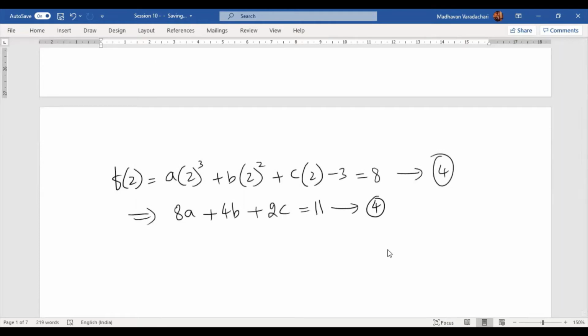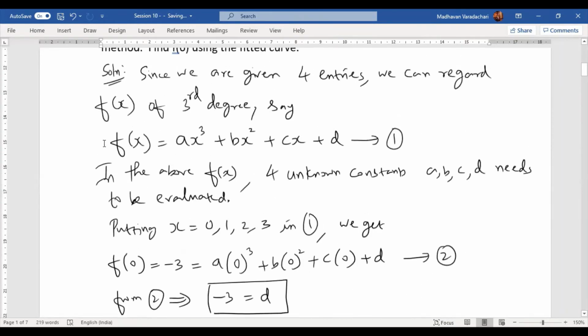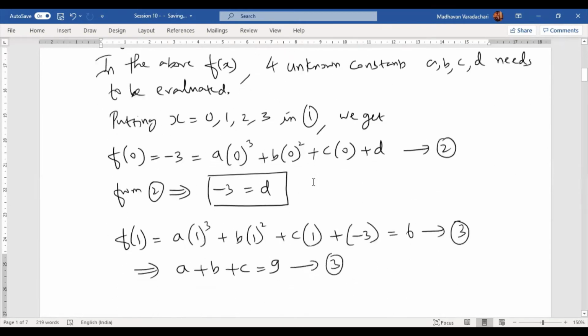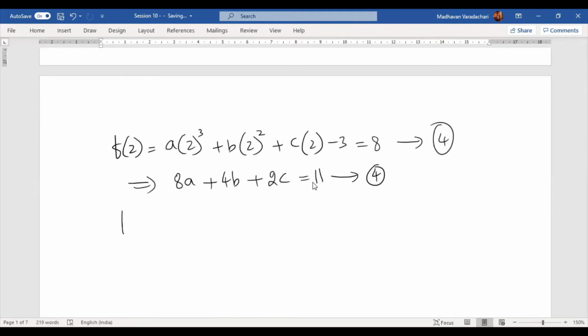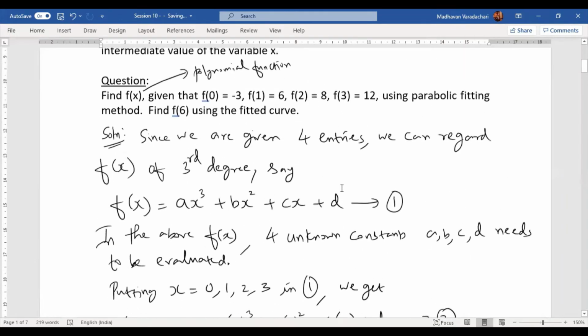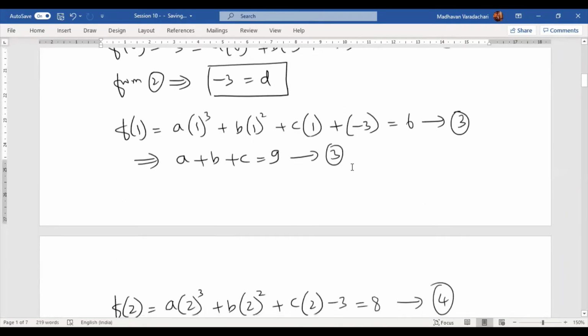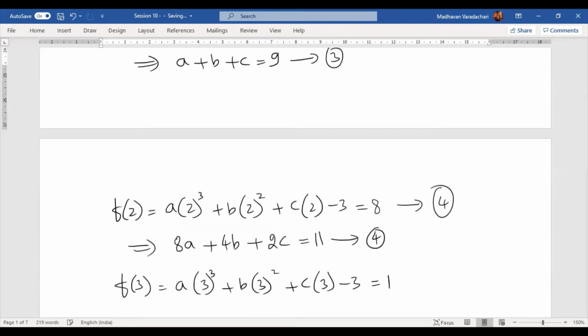Now let us proceed substituting x for 3 in this first equation. Here I'm going to put x value as 3 everywhere. F of 3 will become a into 3 cube plus b into 3 square plus c into 3 and then plus d. We know d is minus 3. That is equated to, what is f of 3 given? 12. So let me write it as 12. Let us call this equation 5.